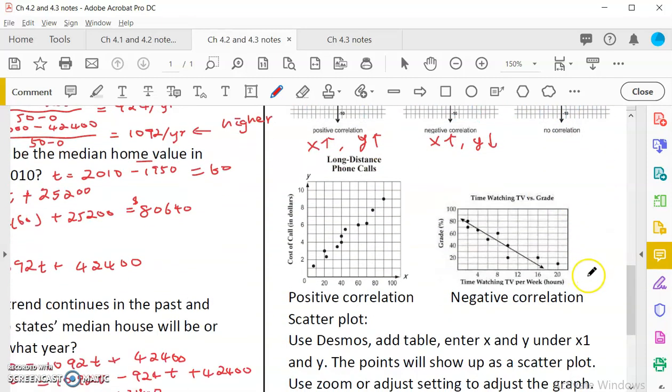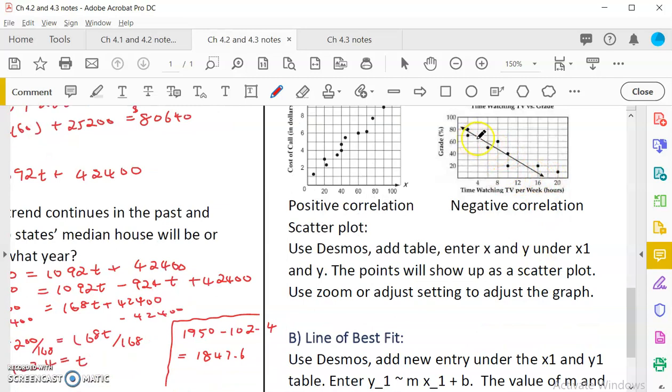So an example would be like this. If you make a long distance phone call, the more time you call, the more money you pay. I think in the old days. And this is a positive one. This one is time watching TV versus grade. The more time you watch TV, your grade percentage drops.